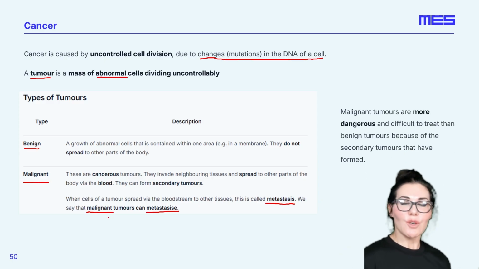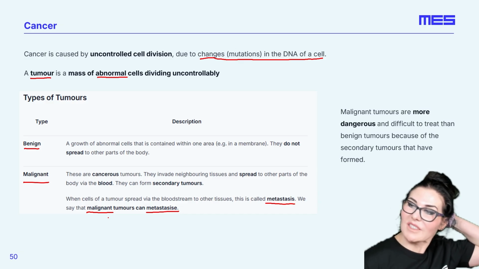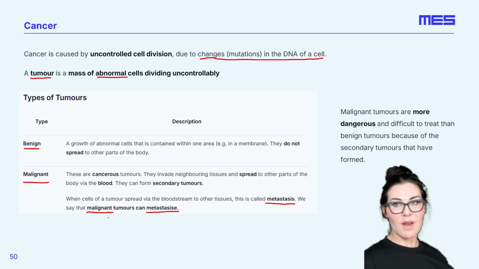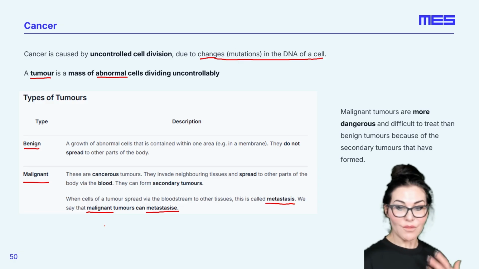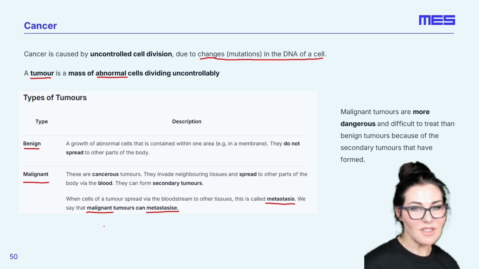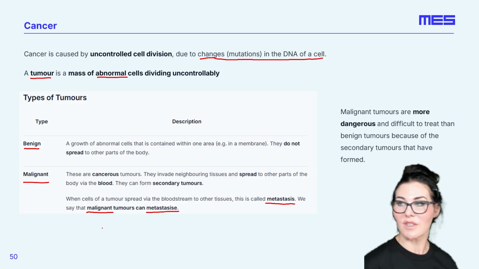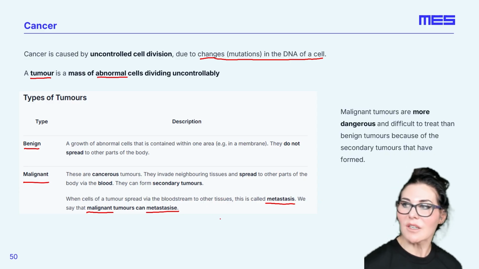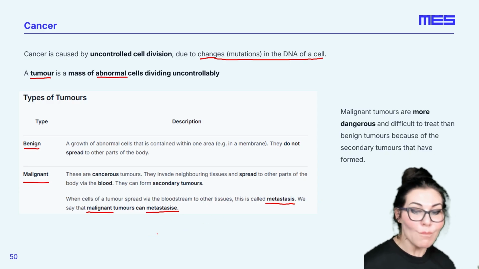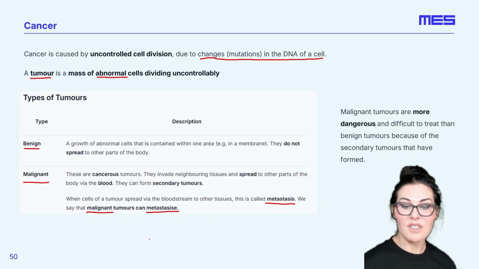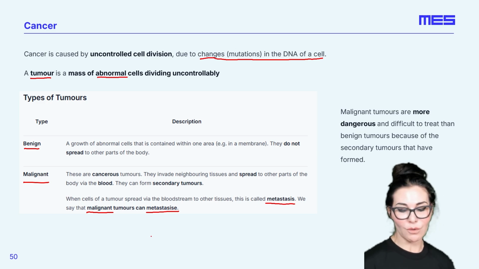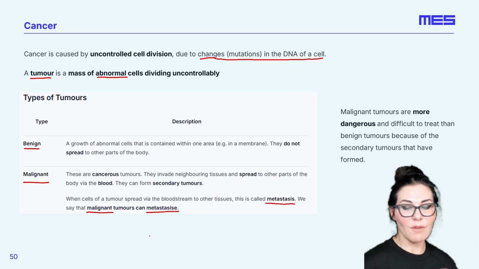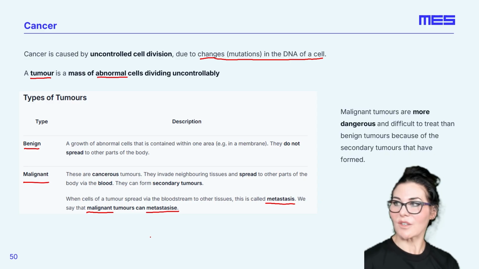Now, malignant tumours are definitely considered more dangerous, although I mentioned before that benign tumours can be problematic if they're deeply embedded in an organ, affecting the organ's function, difficult to cut out. Generally, malignant tumours, because they spread and form more tumours around the body, are deemed by doctors much more difficult to control and get rid of, and also much more dangerous.